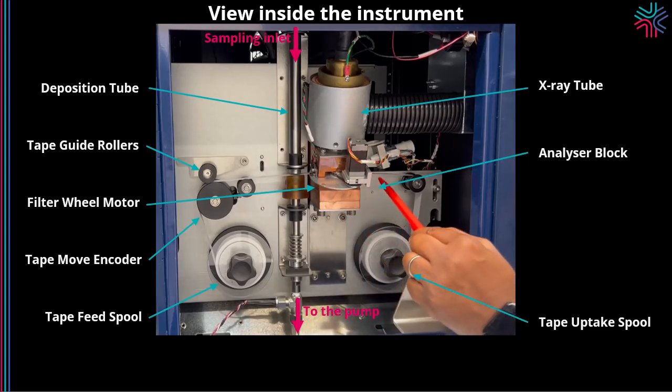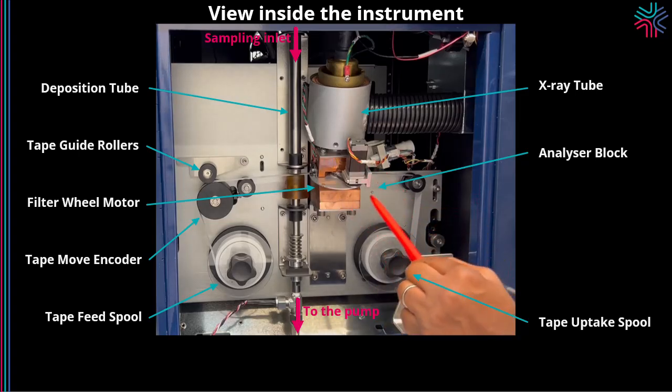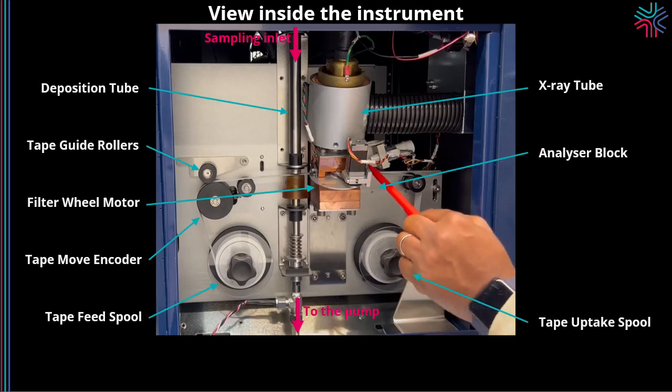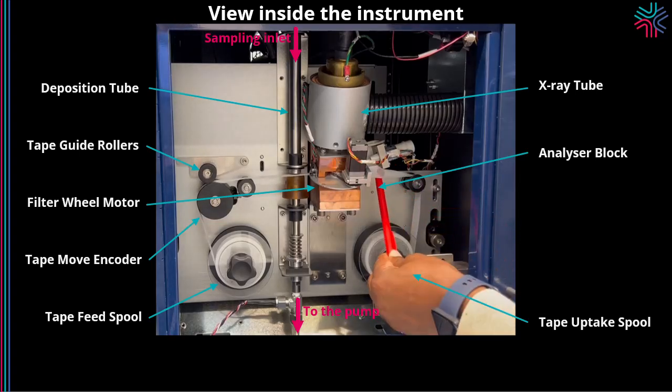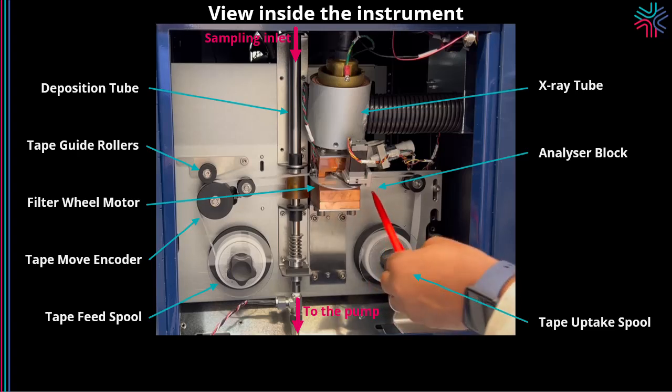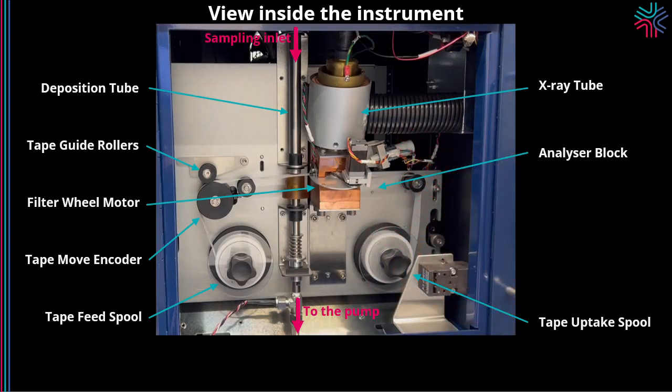And when the tape is below, the particles will also go into the excitation chamber, which is almost in the middle of this block. And there you have the particles being impacted. You can see here, and this is an example of the spots that is being quantified. And these spots are now being quantified by the X-ray tube.